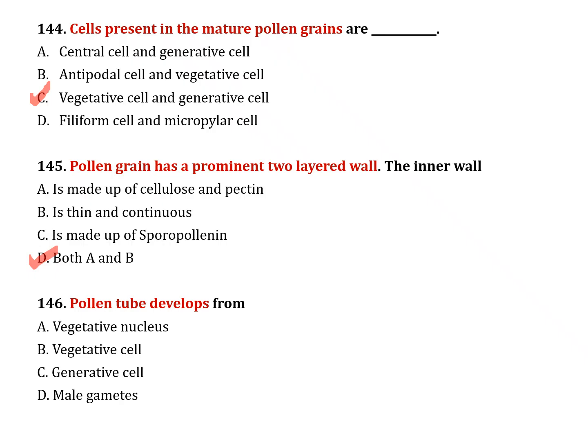Pollen tube develops from option A, vegetative nucleus. Option B, vegetative cell. Option C, generative cell. Option D, male gamete. Correct answer is option B, vegetative cell.